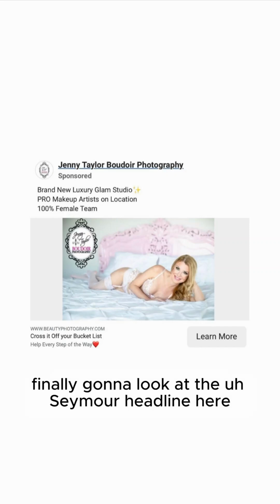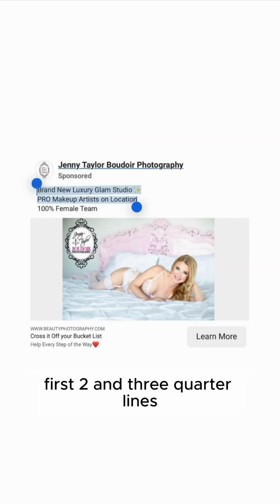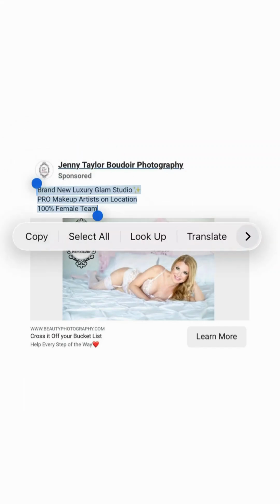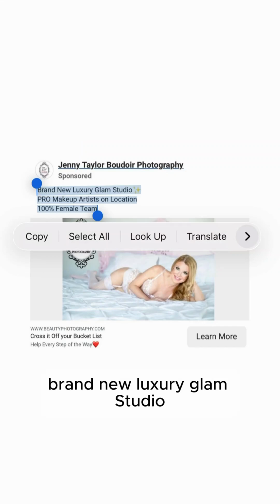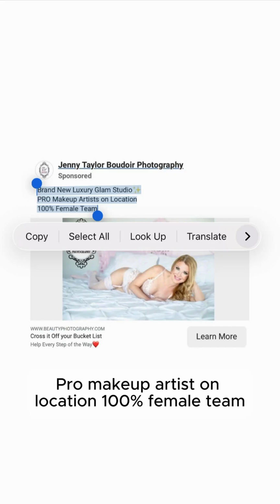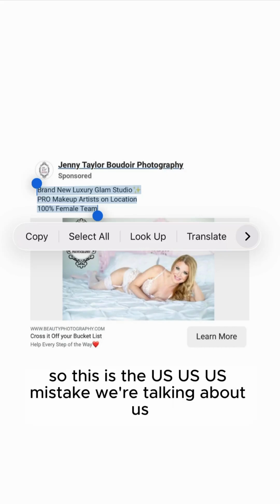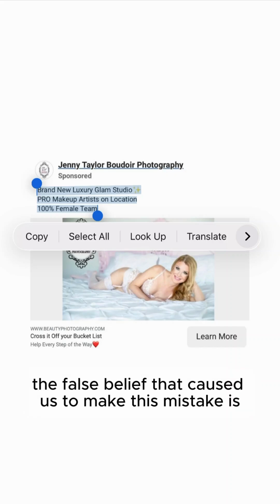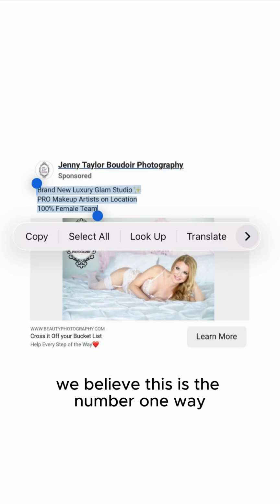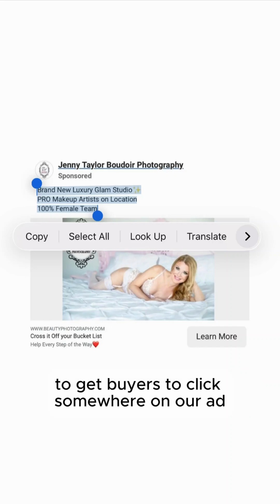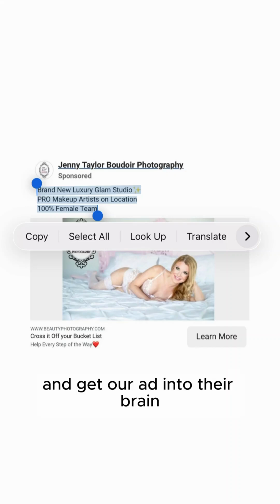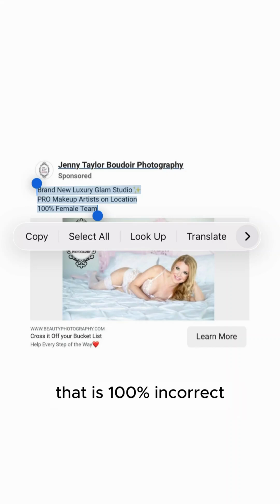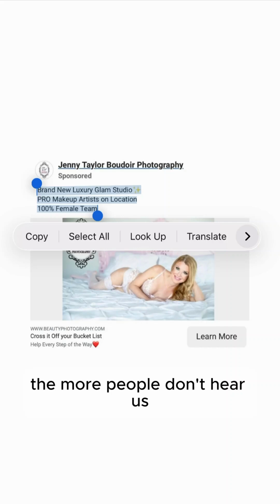All right, finally we're going to look at the see more headline here, the first 2 3/4 lines in the Facebook mobile news feed. Brand new luxury glam studio. Pro makeup artist on location. 100% female team. All right, so this is the us mistake. We're talking about us, we're talking about us, we're talking about us. The false belief that caused us to make this mistake is we believe this is the number one way to get buyers to click somewhere on our ad and get our ad into their brain. That is 100% incorrect. The more we talk about us, the more people don't hear us.